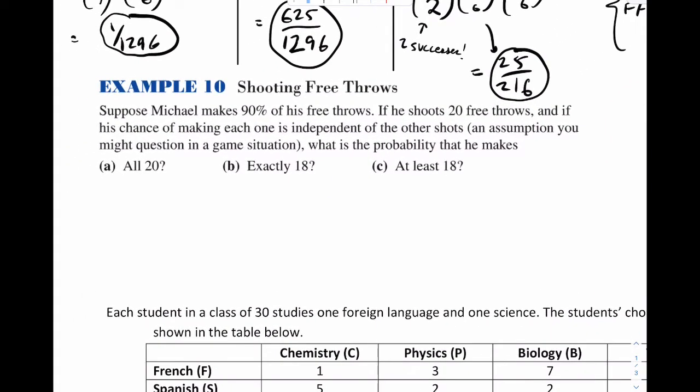So it says, suppose Michael makes 90% of his free throws. If he shoots 20 free throws, and his chance of making each one is independent. So again, this is the assumption we're making, and I'll make that for all these sports questions as well. What is the probability that he makes all 20?